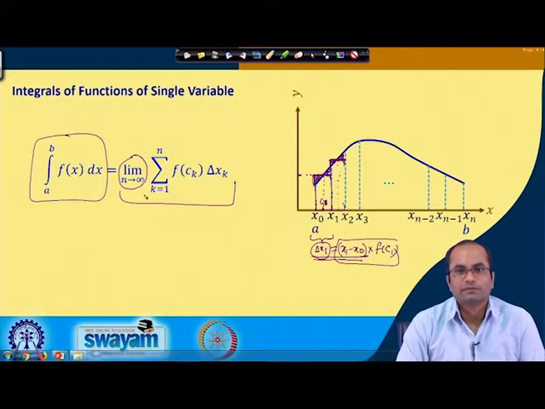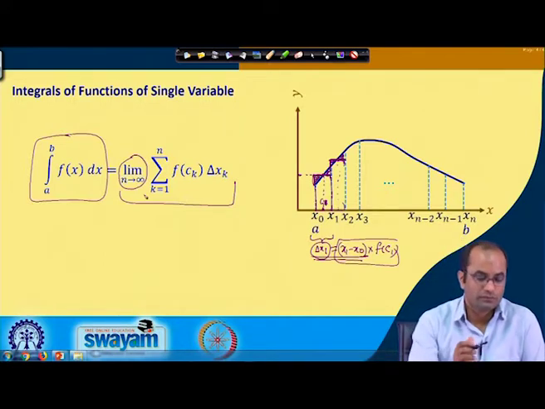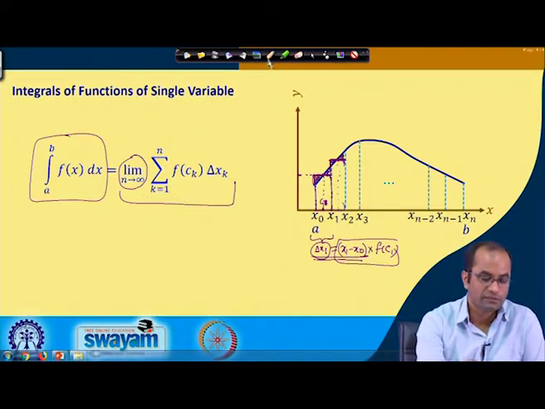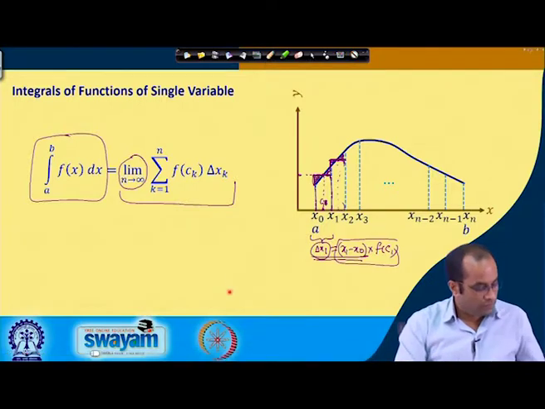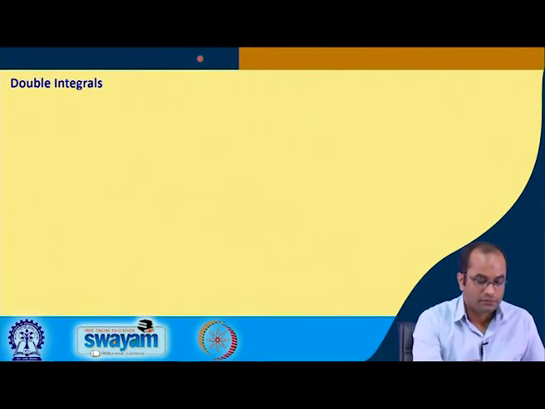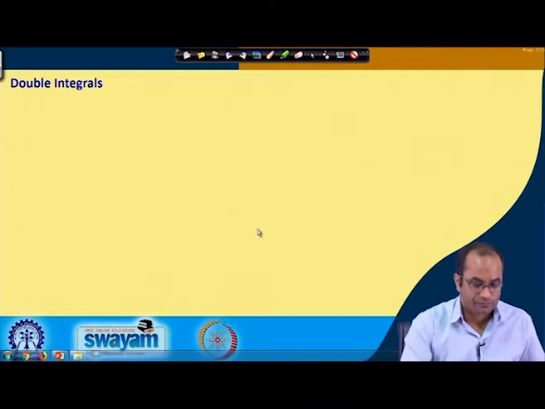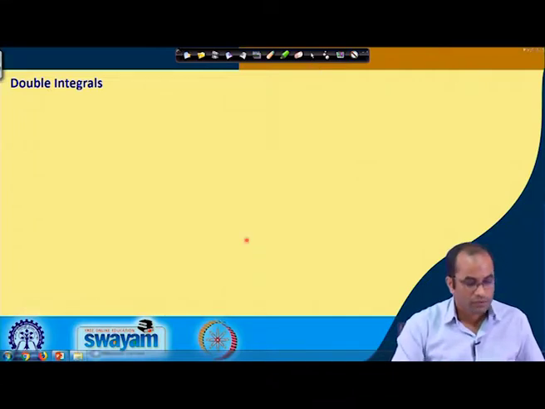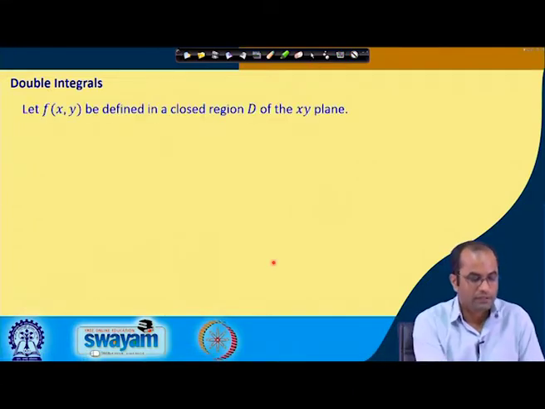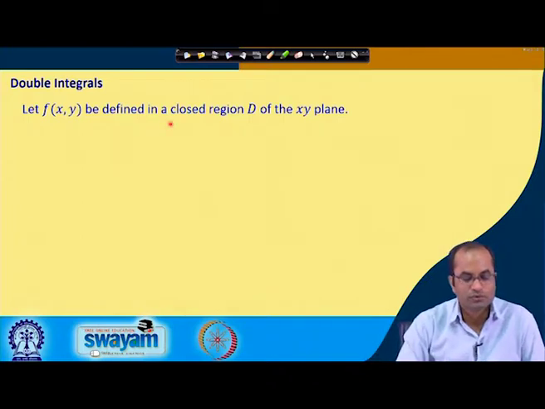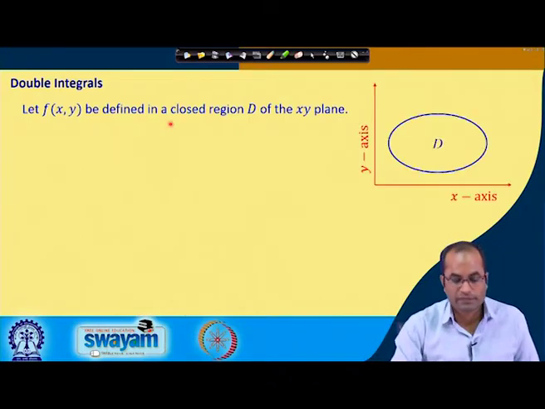So, a similar concept we have for the integral of two variables, or the double integrals. So, let us just go through. In this case, let f(x, y) be defined in a closed region D of the x y plane. So, this is the region here, we have defined a closed region D. It can be of any shape in general.